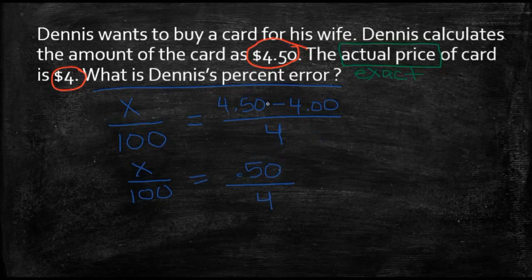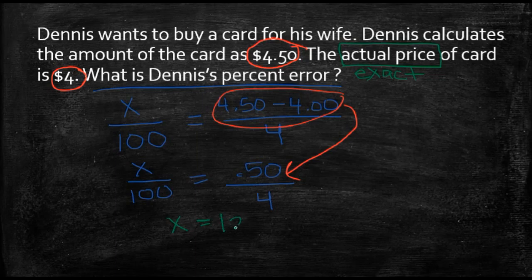So if you can see what I did here, all I did was subtract the smaller number from the larger number, and I put this value on the top, and that is 0.50. So go ahead and solve that and come back and check your answer. I want to see everybody's work. You should have x equals 12.5%. Don't forget your percent. So that means that Dennis was off by about 12.5%. His percent of error was only 12.5%, which is respectable.